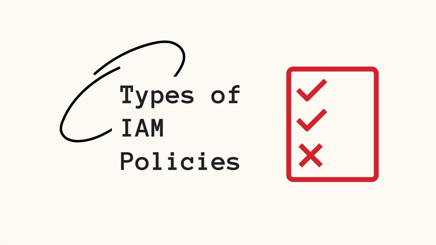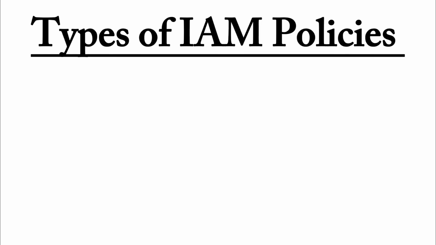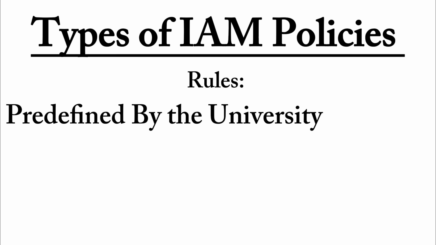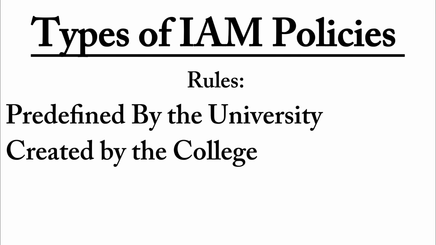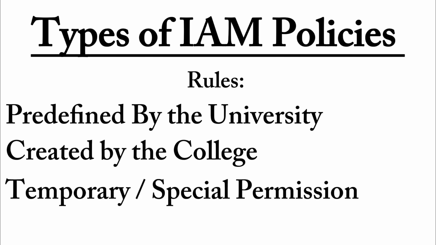Types of IAM policies. Now that we know what a policy is, let's understand the types of policies in AWS. In a college, not all rules are written the same way. Some rules are predefined by the university, some rules are created by the college itself, and some are given as temporary access for a specific person. So let's see what the types of policies in AWS are.